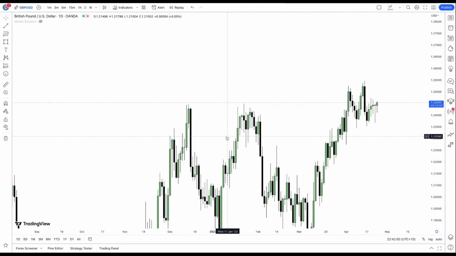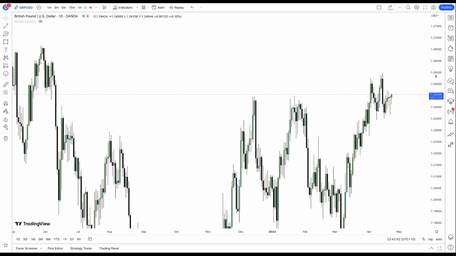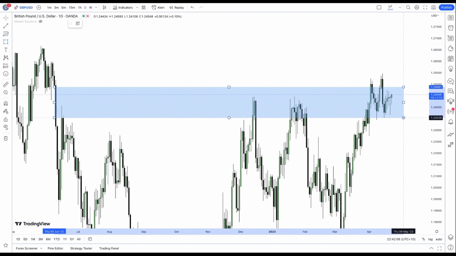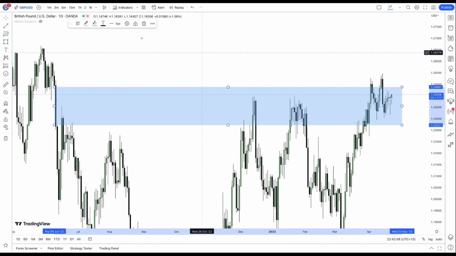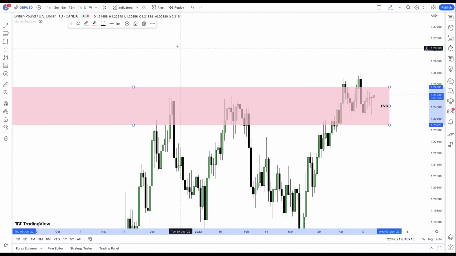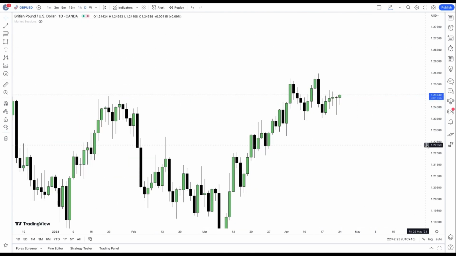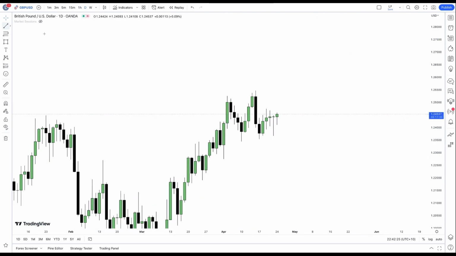And if you want to look back just a little bit, you can see that it has actually filled the fair value gap a few times. So you can see that price has got into this fair value gap, went down here, second time, third time. Now it's just trading in a range here. So if I was to plot my buy side and sell side liquidity, it would be sitting around here.